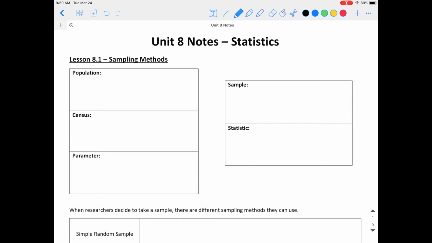Okay, so the first lesson talks about sampling methods, but before we get into those, we even have to know just what a sample is. So our two kind of things that we're going to start with are population versus sample. A population would be the entire group of people or things that I'm talking about. So let's say I want to figure out something about a school, then my population would be every single student in the school.